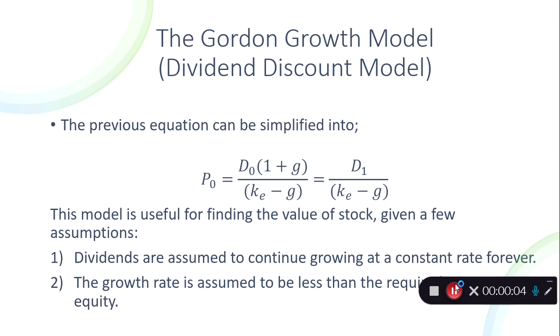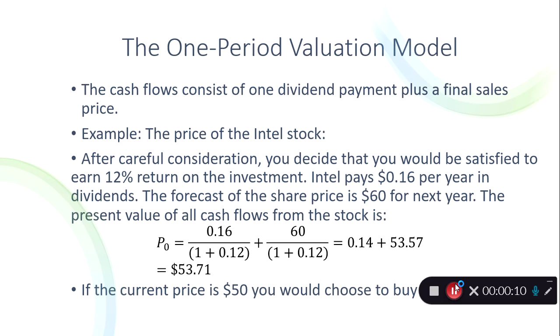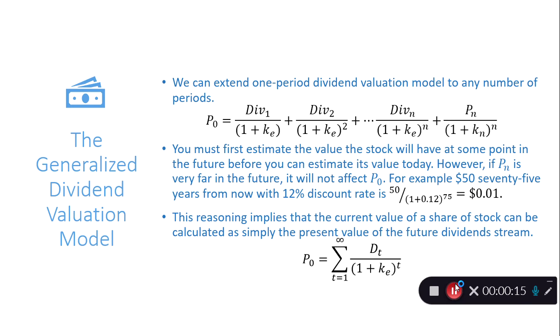Okay, in the last video we ended at the first model, called the one period valuation model, right? And then we extended that one period dividend valuation model into any number of periods, and we got this formula to calculate the expected price of the stock.